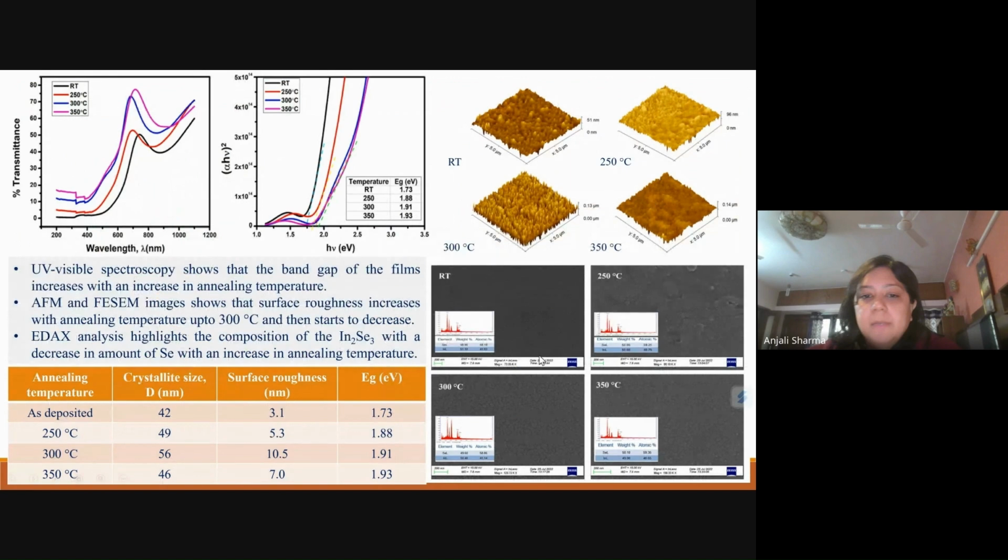There are AFM studies also, and the UV visible spectroscopy shows that the band gap of the film increases with the increase in the annealing temperature. AFM and FESEM images show that the surface roughness increases with the annealing temperature up to 300 degrees Celsius, and on further increasing the annealing temperature, it starts to decrease.